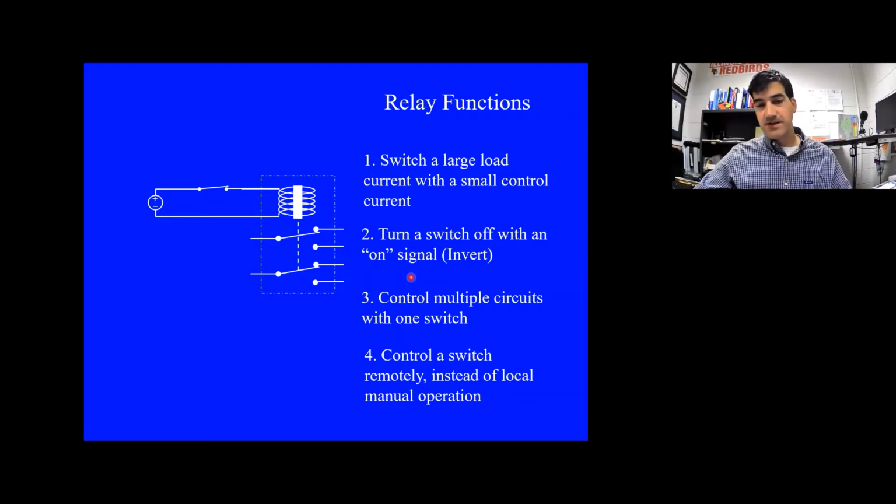And you can do that by using a normally closed connection on the relay. In other words, if this turns on, then I could turn some output down here off. All right, and there's usually not a great way to do that except with a relay. Another good reason, number 3, is you can control multiple circuits with one switch.